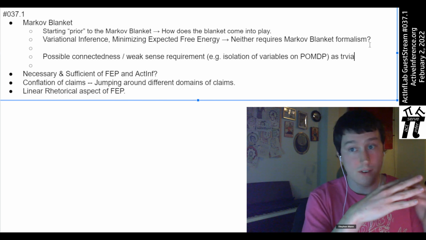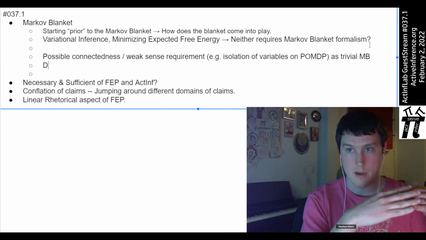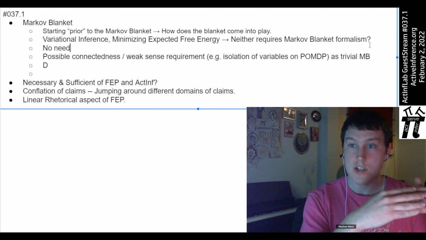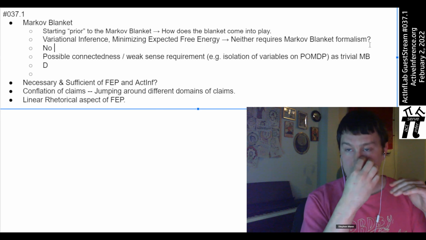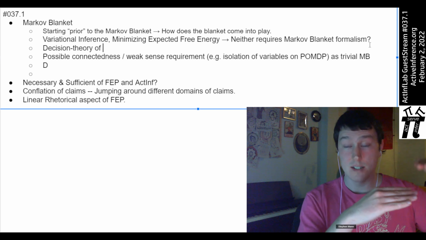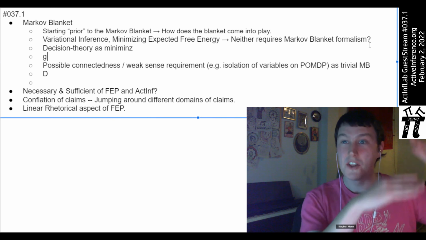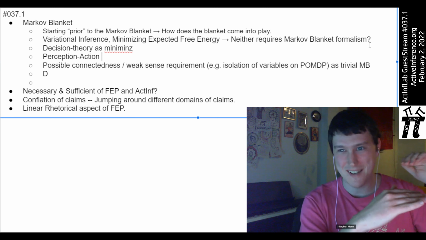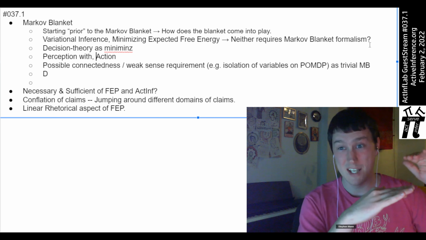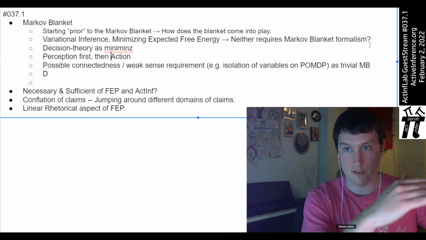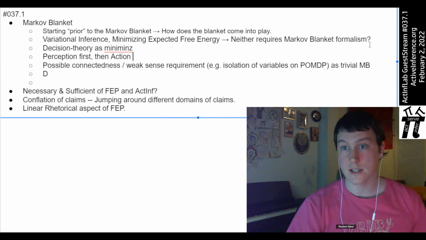As far as I can see, you don't have to think or talk about Markov blankets at all to talk about decision theory as minimizing expected free energy. So the reason why we separated them was because they're separable. The reason why we put those two first, variational inference and minimizing expected free energy, is because I think they are simpler and easy to grasp. And we were trying to start from the simple and build up to the more complex.